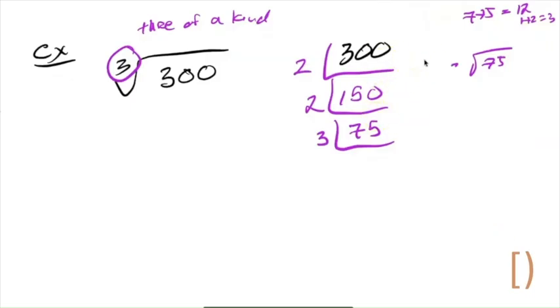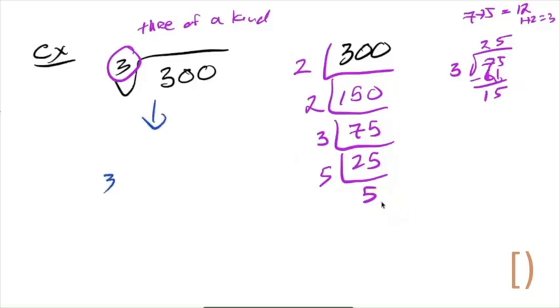Anyway, 75 divided by 3 is 25. That gets me 6. Subtract, I get 15. That's 5. 3 and 25 gets me 75, and then 5 and 5. If you look here, I have no 3 of a kind. That's it. You can't do anything. So your answer here is just the cube root of 300. Can't change anything. And that's the video.